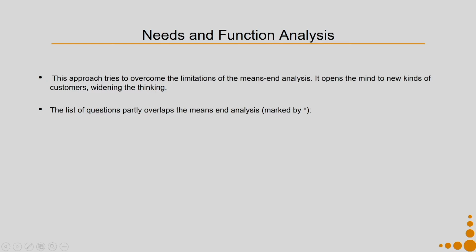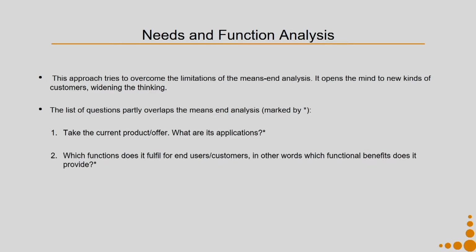The ones which are same are marked by asterisk. So take the current product or offer and see what its applications are. This is similar to your previous one. Which functions does it fulfill for end users or customers? In other words, which functional benefits does it provide? Again, same. Who are the end users and who are the other users? This is the point where you diverge.